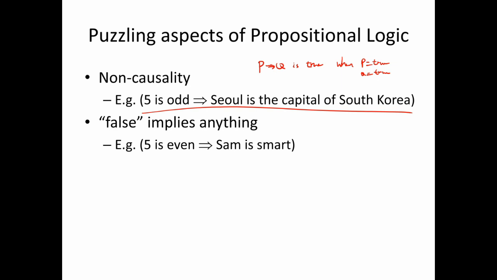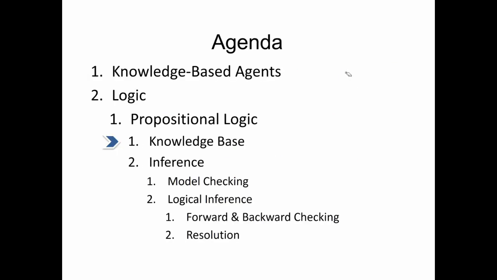And the second thing is that false implies everything. We know that P implies Q is true when P is false, regardless of Q. Since this is false, anything could come here and the whole sentence will still be true. Again, knowledge-based systems consist of two components, the knowledge and the inference mechanism. And we'll see how they look when we are using propositional logic for our system.